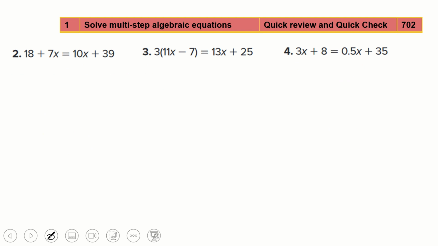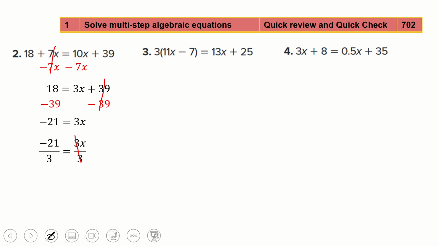So question number 2 is another equation. You have to subtract 7x from both sides, and then 10x minus 7x, it becomes 3x. Subtract 39 from both sides. Negative 21 equals 3x, divide both sides by 3, x will be negative 7.